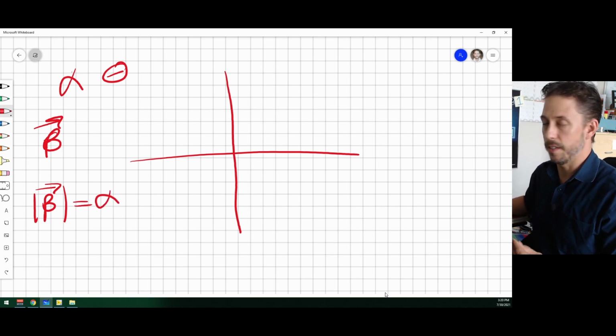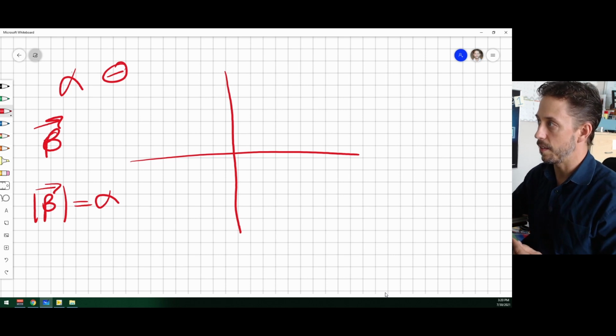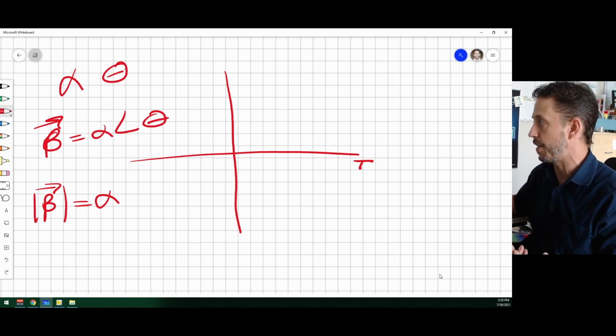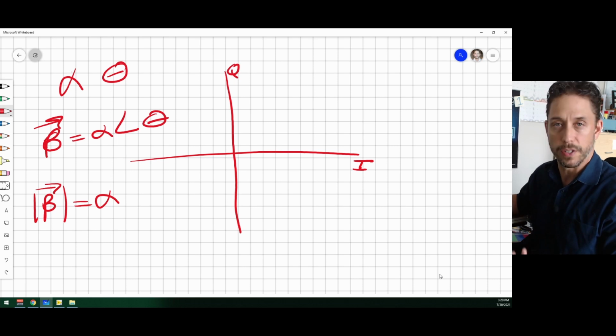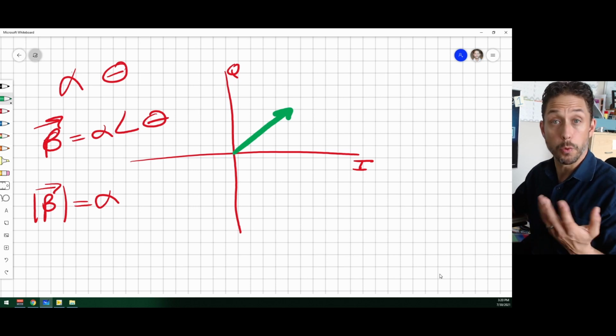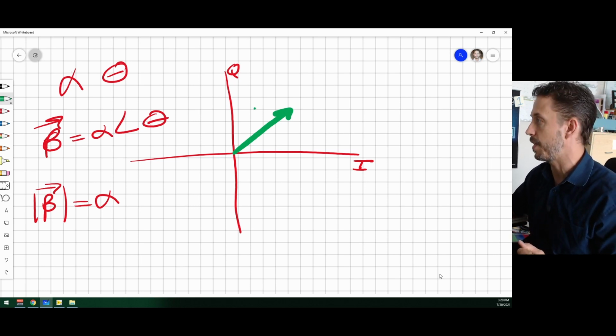And of course, it can be drawn as beta equals alpha at angle theta in a couple different ways. Now, on a plot, whether you call it real and imaginary, or I and Q for in-phase and quadrature, that comes out to be represented as an individual point on the complex plane, once again with alpha and theta.